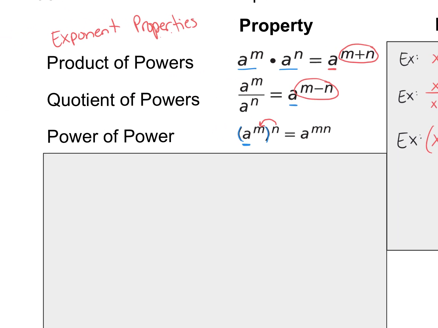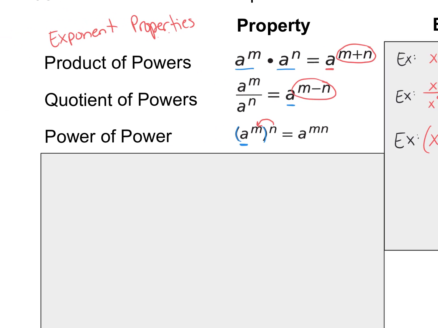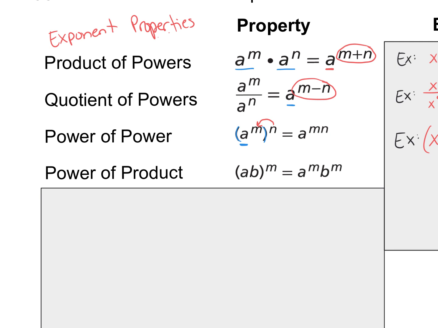2 more properties. Here's our next one. It's power of a product. Let's break this down. What's power mean? Power is an exponent. What does product mean?